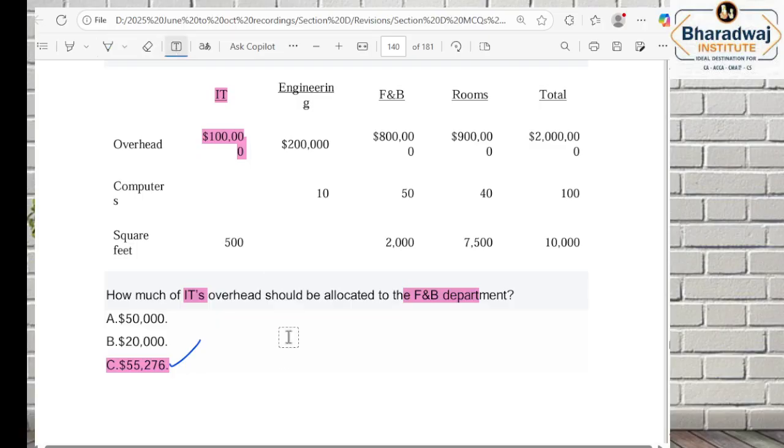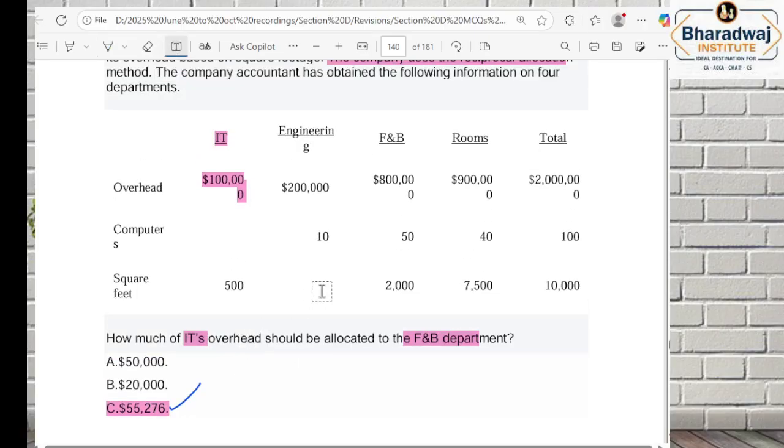Sir, reciprocal and the production of service. Here the production departments are F&B and rooms, and the service departments are IT and engineering.